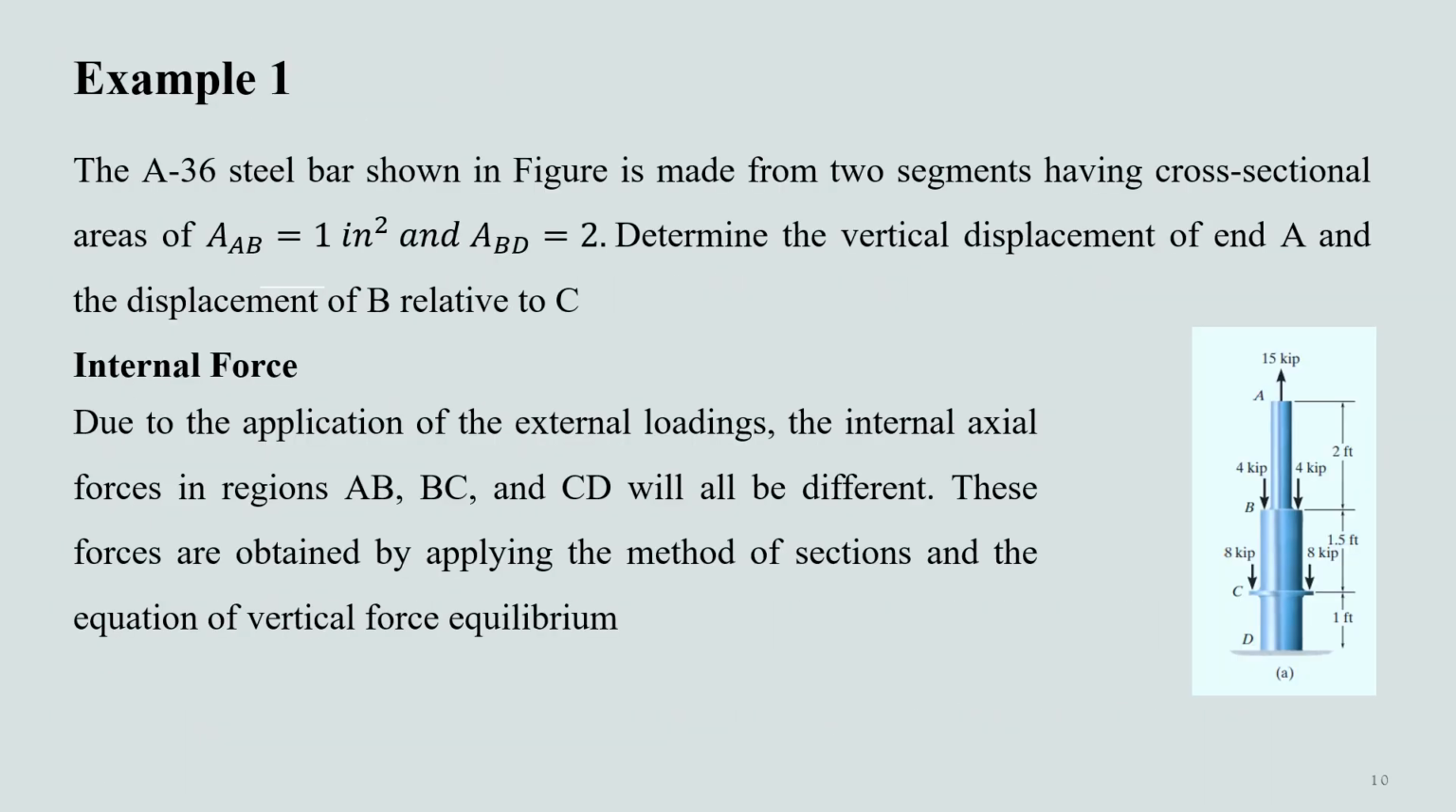Okay, this is our first example, and in this example we have an A36 steel bar, made up of two segments having cross-sectional areas of 1 inch squared and 2 inch squared. We have to determine the displacement of end A and the displacement of B relative to C. We can see here that the external loading is being applied at point B and point C. Then the internal axial forces in regions AB, BC and CD will all be different. These forces are obtained by applying the method of sections and the equation of vertical force equilibrium.